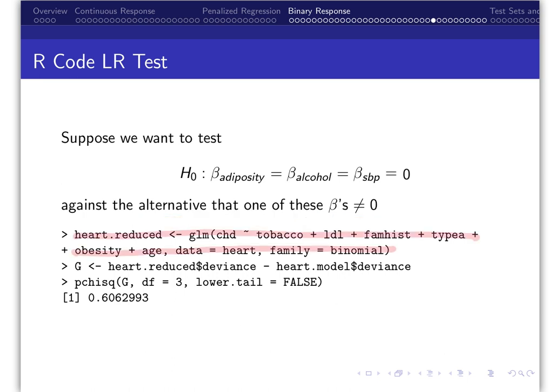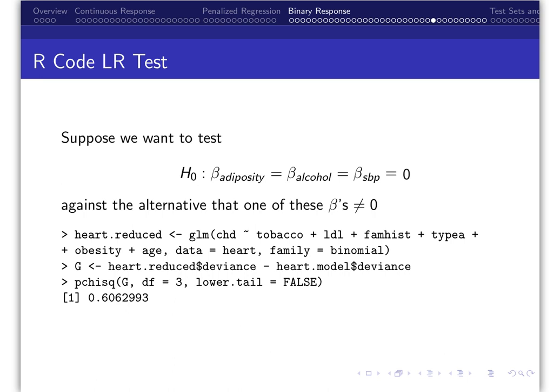We fit the reduced model and then form the likelihood ratio test statistic and then extract the p-value from the chi-square distribution, which, because we've removed 3 coefficients, has 3 degrees of freedom. In this case, the p-value is much larger than our type 1 error of 0.05, so we fail to reject the null hypothesis. That is, we can exclude those 3 predictors from our model because their coefficients are not significantly different from 0.